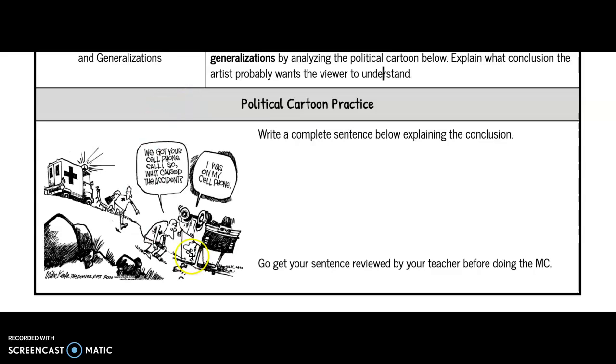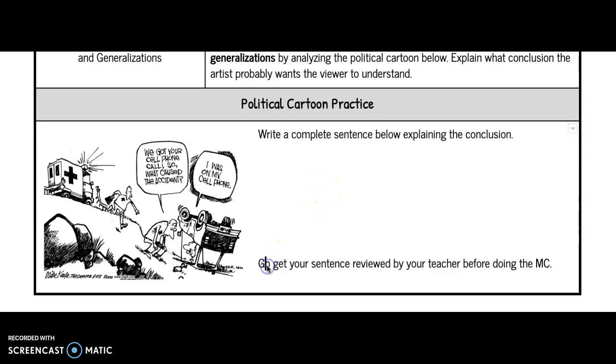So looking at this picture and looking at what happened, what reasonable conclusion can you draw about what the author is trying to say? The author is not explicitly telling us, here's what I think should happen or not happen. They're doing it in the form of this cartoon. So now I need to make my own inference, draw my own conclusion based on this information. So you're going to write a complete sentence below explaining this conclusion. Go ahead and pause and do that now.